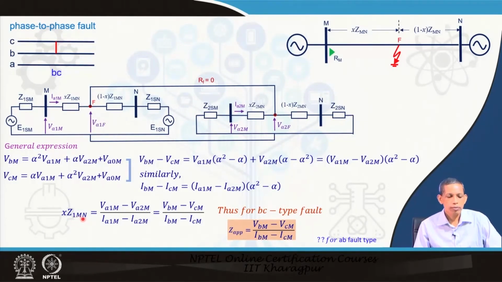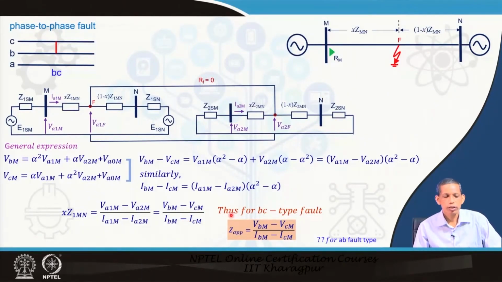So, x Z1m, the impedance up to the fault point from the relay bus, which we have already derived as V1m minus V2m over I1m minus I2m in the last slide, becomes, from these two relations of voltage and current, VBm minus VCm divided by IBm minus ICm. So, what we say is that the impedance up to the fault point from the relay bus can be obtained from the phase voltage difference upon the current subtraction.